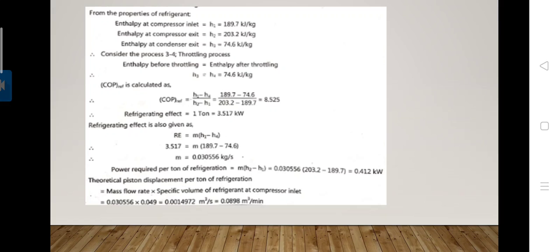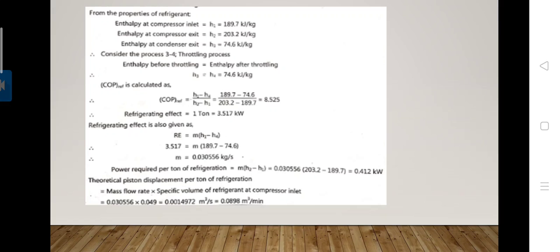The refrigerating effect is equal to mass flow rate m into h1 minus h4. RE for 1 ton is 3.517. We have to calculate m. Putting the values of h1 and h4, we can calculate m as 0.030556 kg per second.